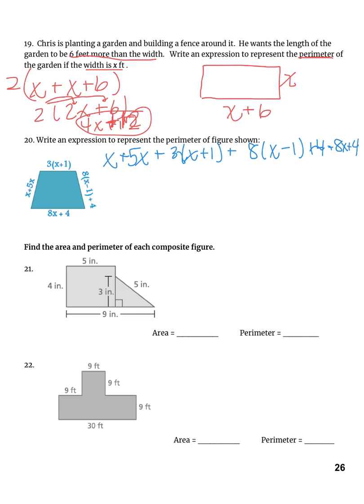So the next thing I'm going to have to do is just simplify. So let me first simplify by rewriting this without parentheses. So x plus 5x. And now I'm going to distribute 3 times x and 3 times 1. So 3x plus 3 plus, and now make sure I distribute before I try to add. So 8x minus 8 plus 4 plus 8x plus 4.